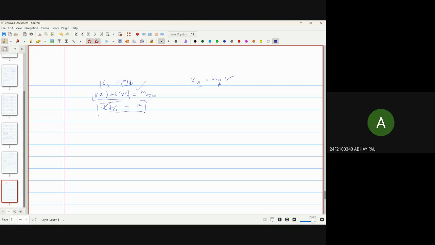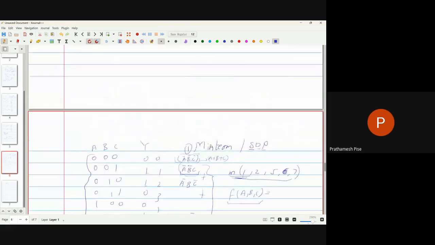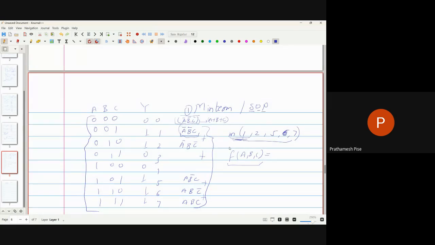Sir, can you tell me the Boolean expression of a max term, min term representation? Pardon, can you repeat? Sir, Boolean expression of max term and min term. Like you are given this min term expression, and you want to create the Boolean expression from this. Yes, sir. Okay.